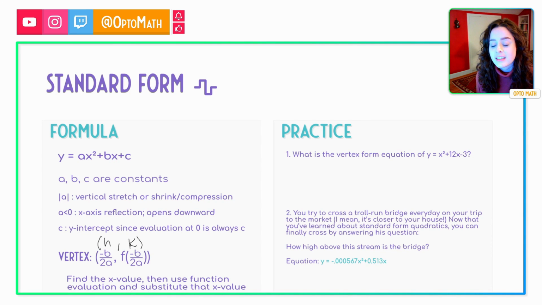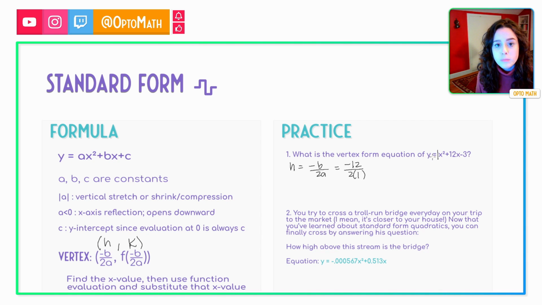Let's do some practice. Number 1 says, what is the vertex form equation of y equals x squared plus 12x minus 3? Okay, so our h, which is our x coordinate of our vertex, is going to be negative b over 2a. So b is going to be that coefficient of your x. You see that here. It's the number on the x. So that's going to be 12, but we want to do opposite b, or negative b, so it's going to be a negative 12. And then we divide by 2 times a, so 2 times whatever a is, which is a 1 in this situation.